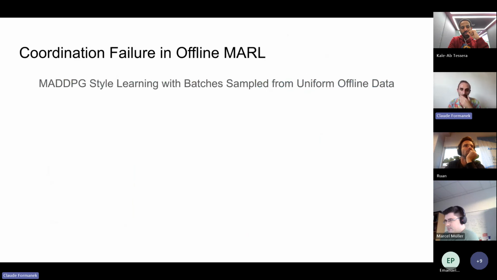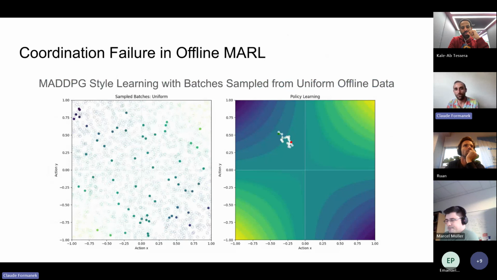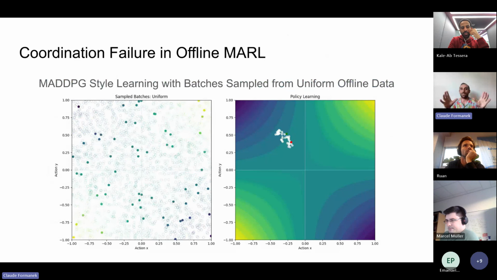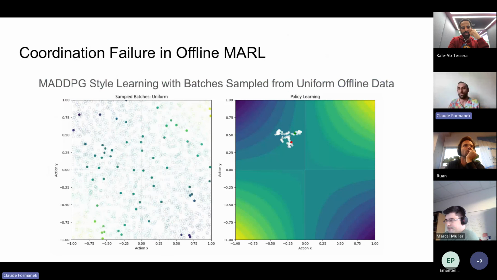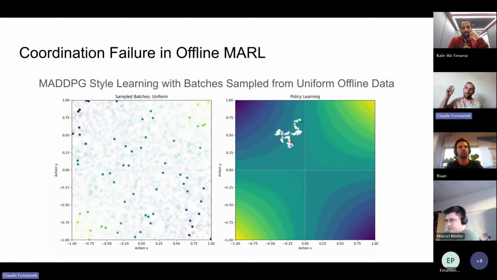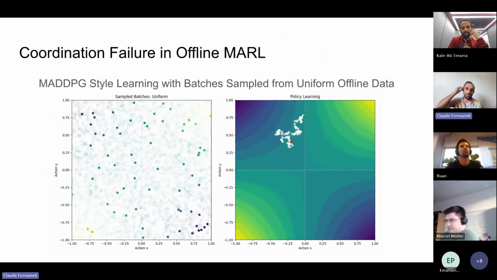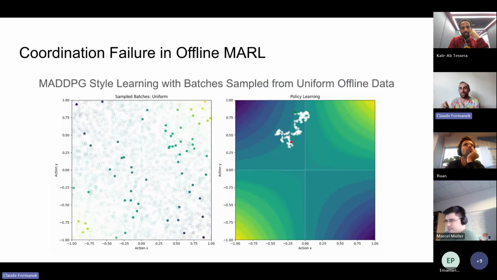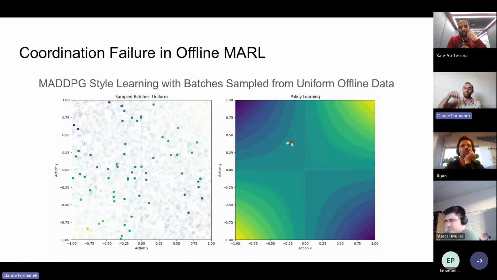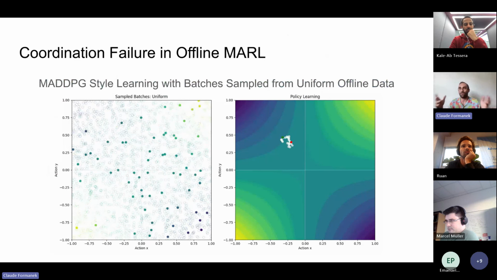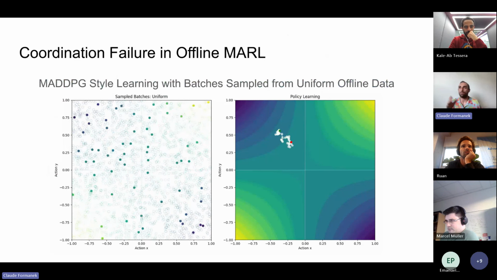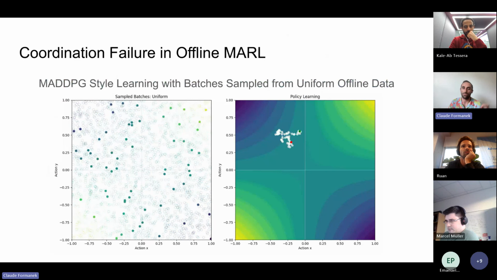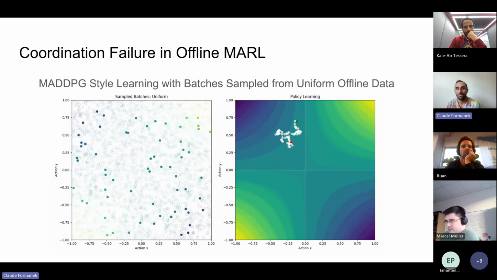And this looks like this if you make a data set that uniformly covers the whole plane, and you sample mini batches of 32, and then you aggregate all of that across a mini batch and then update. You just randomly bounce around given the small bias in each batch, and the agents don't learn anything.